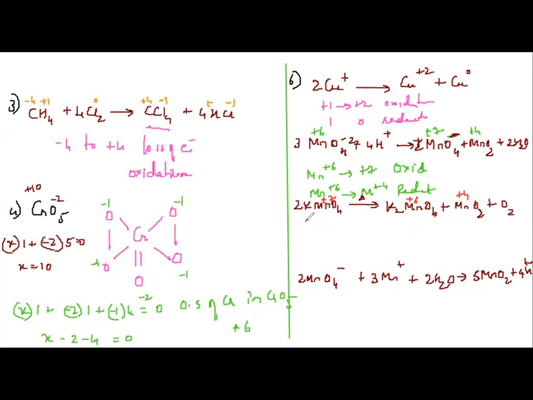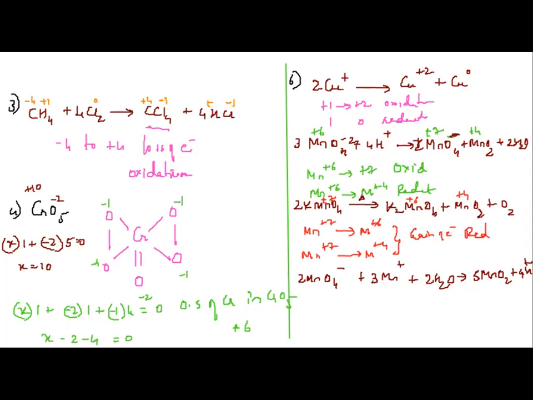I can write here Mn from plus 7 it is becoming Mn plus 6. Mn from plus 7 it is becoming Mn plus 4. That means in both the cases it is gain of electrons. Therefore it is only reduction. It is only reduction. Correct?